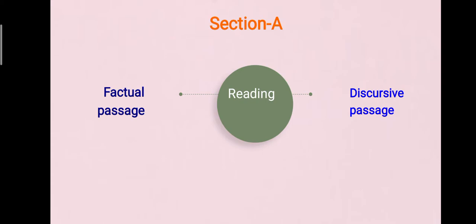So now I want to tell you the steps to attempt reading comprehension. Read each and every line of the passage carefully. Reading the passage twice is always helpful as it helps in better understanding. So you have to read the passage twice, keep that in mind. And if the title of the passage is given, read it first. The title will give you the central idea of the passage.